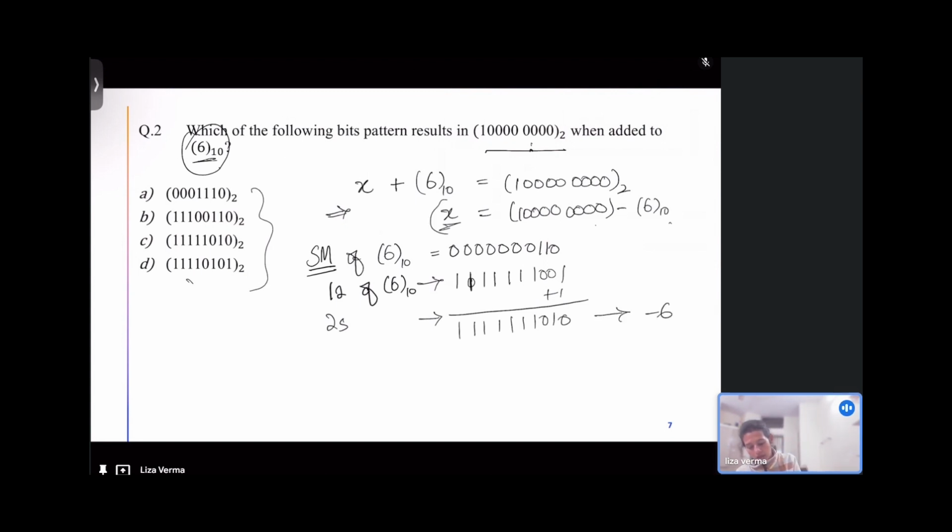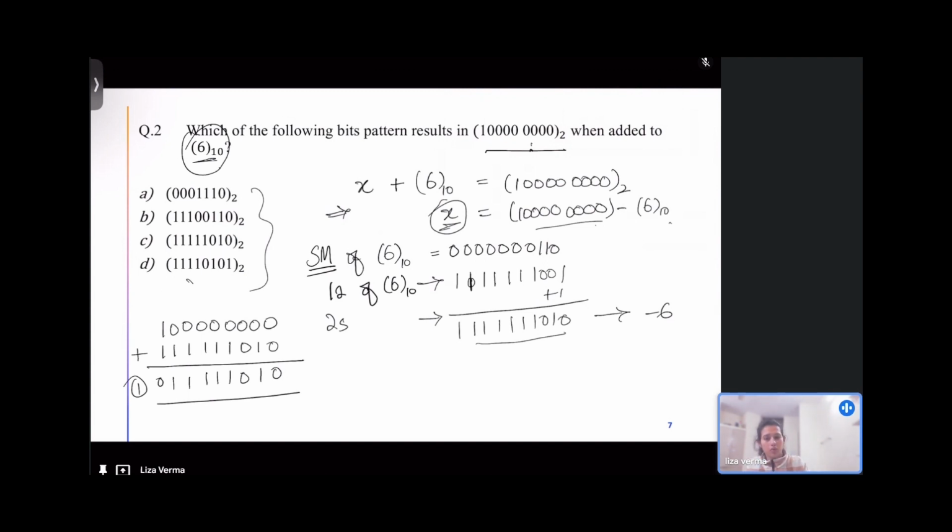So to get x, we'll have to add this number to this bit pattern, right? So let's add them, 1 0 0 and here we have 1 1 1 1 1 1 0 1 0. Adding these two numbers will give 0 1 0 1 1 1 1 1 0 and 1 carry, right? So according to our calculations, this is the required answer.